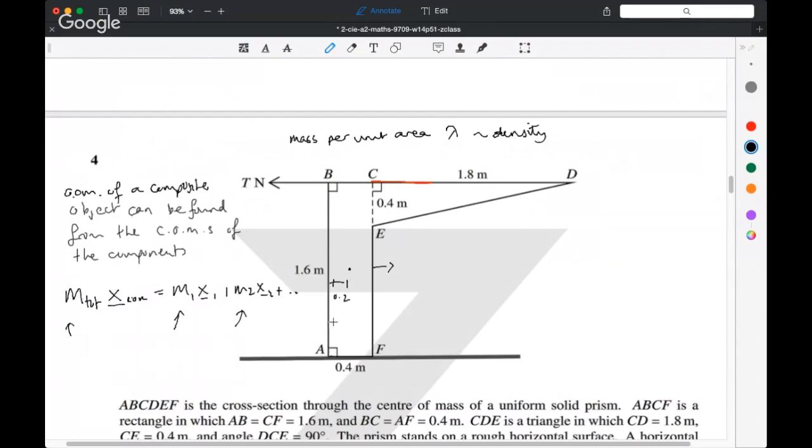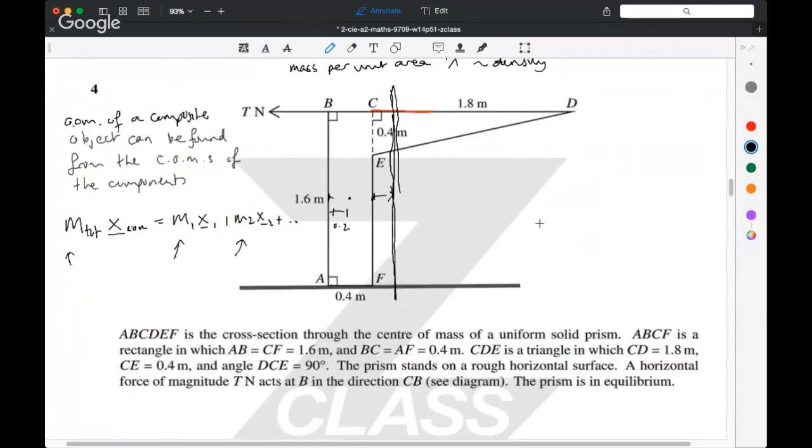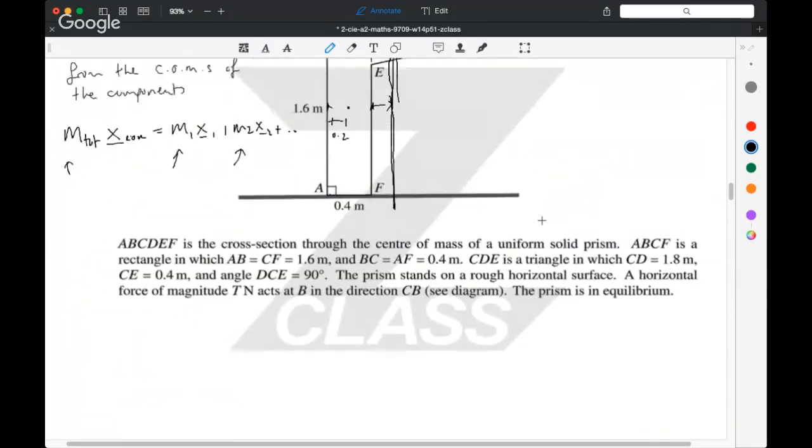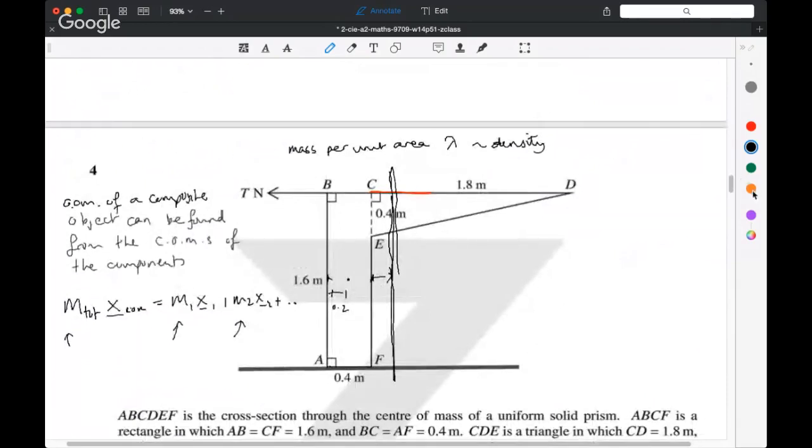So the distance from here to here is only 0.4. So it must be a bit further out. So it's sitting like that, somewhere along this line. We don't care about the y coordinates. We don't care where exactly it is. So they're telling us that there is this force T. This is part of the second question. There is this force acting here, and we're told that the system is in equilibrium.